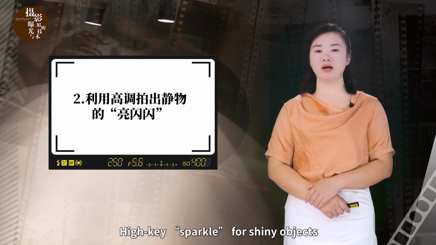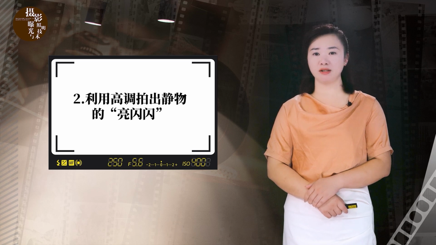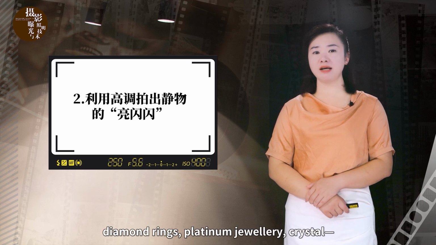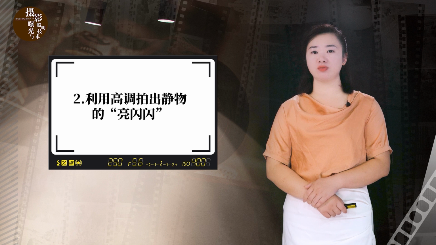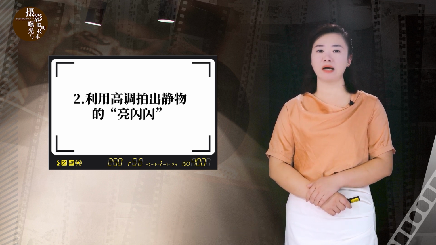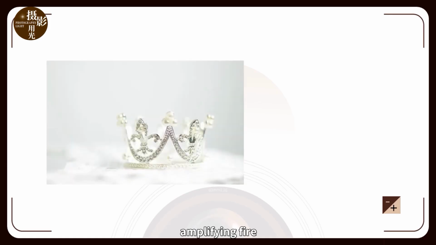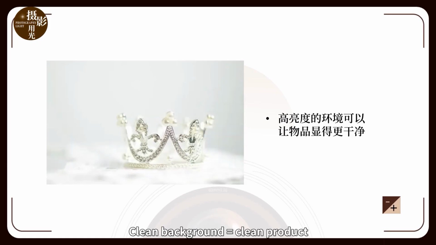Approach 2. High key sparkle for shiny objects. Browse any e-commerce platform. Diamond rings, platinum jewelry, crystal. All are shot high key. A bright surround makes facets pop. White reflects inside gemstones, amplifying fire. Clean background equals clean product.